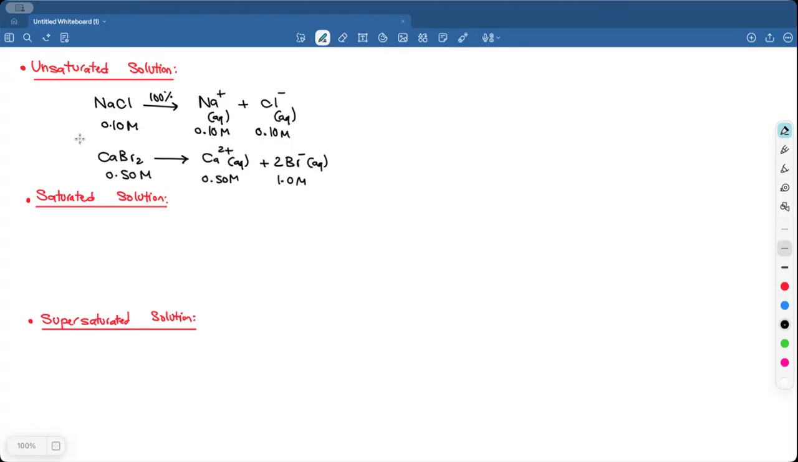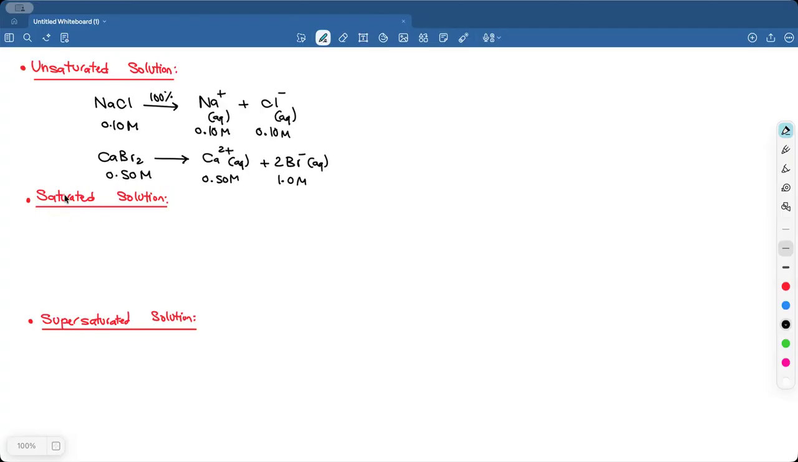So this is the case of an unsaturated solution. Now, a saturated solution is a solution where the maximum amount of solid has been dissolved in it, meaning there's no more room for dissolving any more solid. If you continue adding more solid to a saturated solution, the solid will remain at the bottom of the container and it's not going to be dissolved.